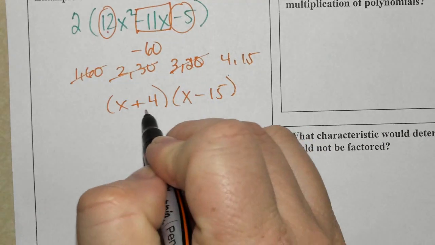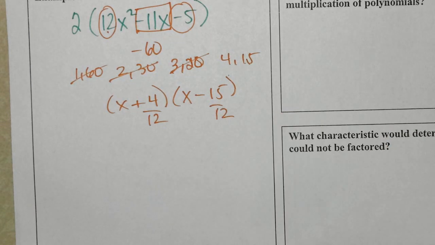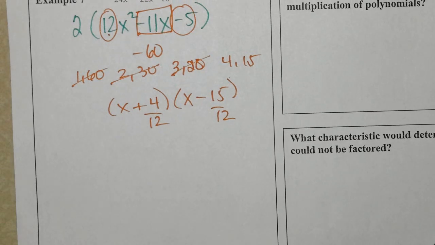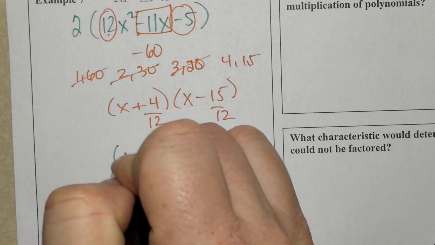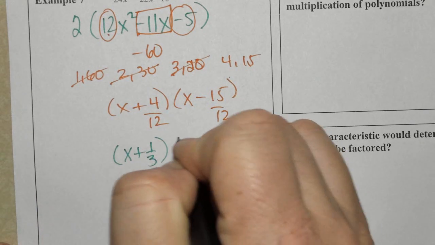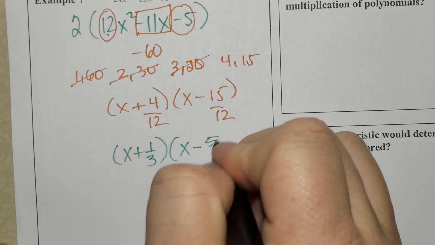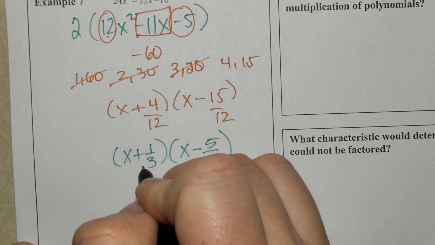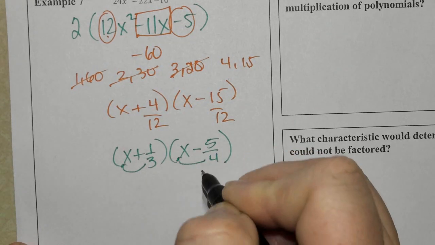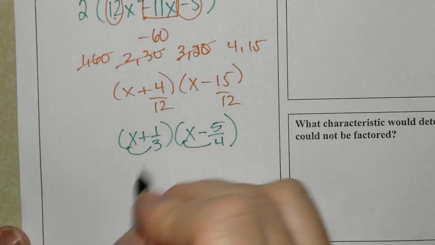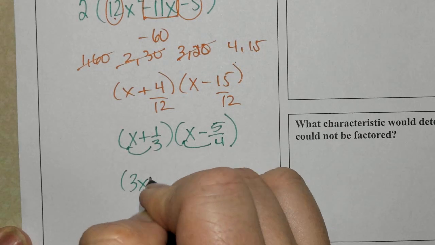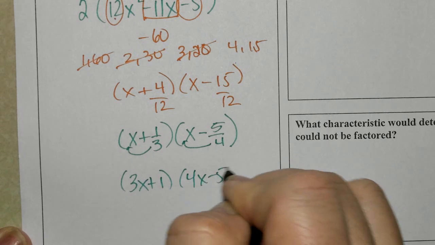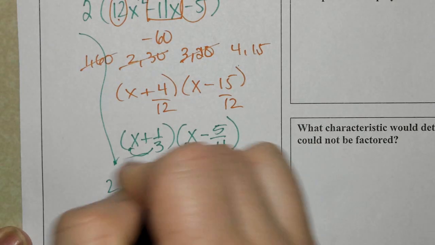Bottoms up, put a 12 underneath both, and go ahead and reduce each fraction. After you've simplified the fractions, if they are not integers, you are going to do bottoms up, pushing up the 3 and 4. 3x plus 1 and 4x minus 5. Don't forget to bring the original 2 down.